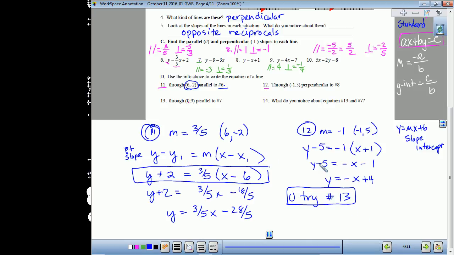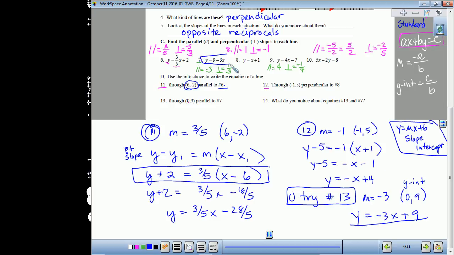The slope is negative 3, so if we're doing parallel, my slope is negative 3, my point is (0, 9), which is the y-intercept. So I can go with this form, can't I? So I get y equals negative 3x plus 9. What do we notice about this and this? It's the same.